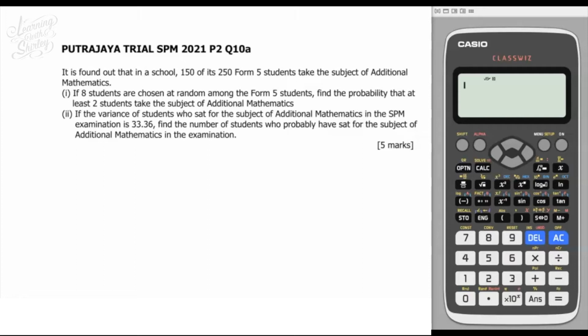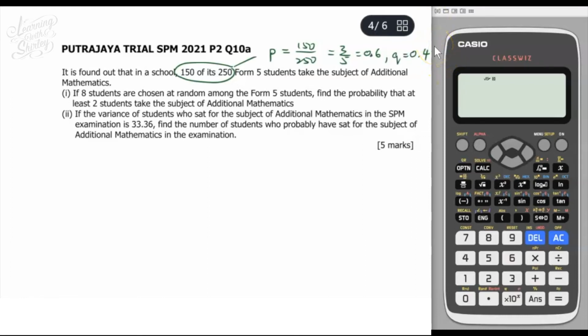It is found out that in school, 150 of its 250 Form 5 students take the subject of additional mathematics. So from here, we can get the value of P, which is the probability of success. 150 over 250, then you simplify, you will get 3 over 5, which is 0.6. So if your P is equal to 0.6, therefore your Q is equal to 1 minus 0.6, which is 0.4. Okay, so let's look at question number 1.